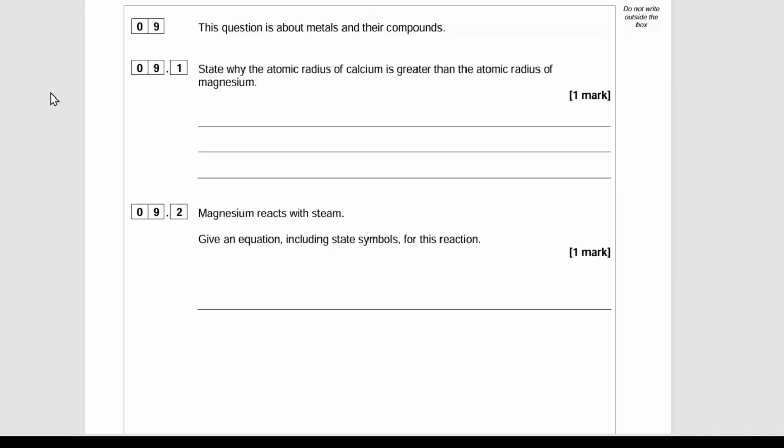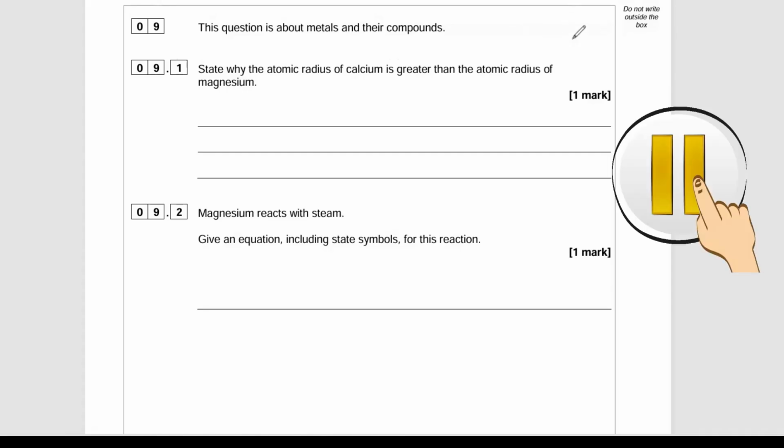Okay, guys, question 9. Let's get into it. It's about metals and their compounds. This question is about metals and their compounds. 9.1. State why the atomic radius of calcium is greater than the atomic radius of magnesium. Why don't you pause the video, see if you can do that in your head or scribble it down, and then unpause and watch the explanation.